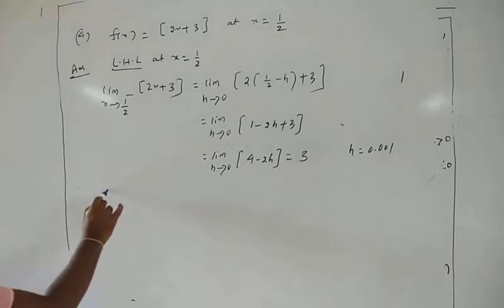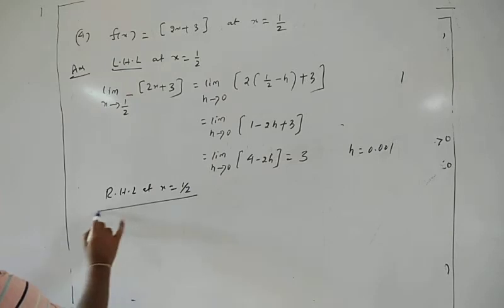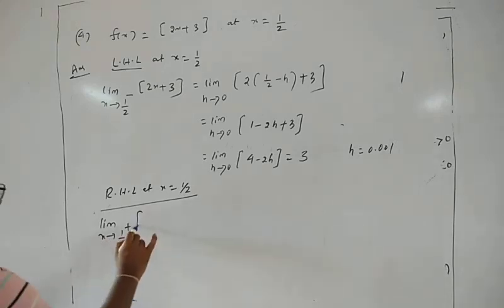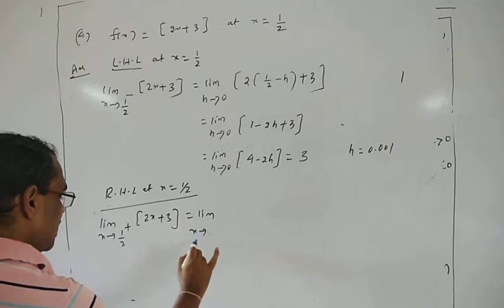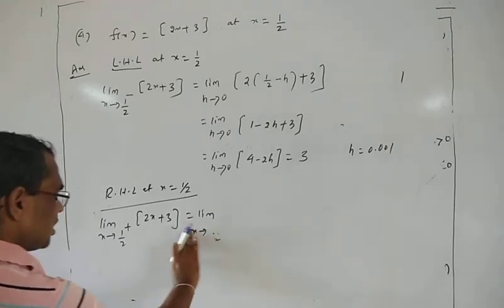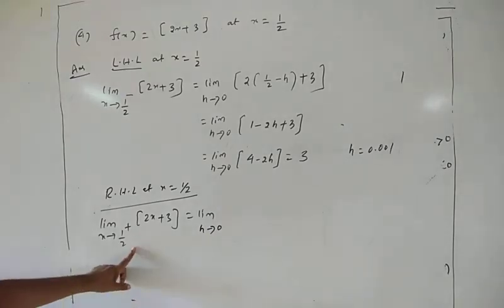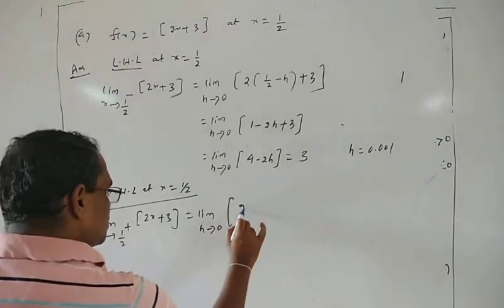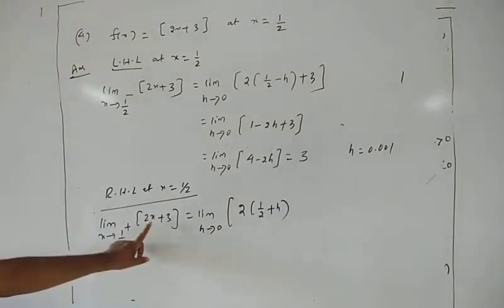Next, the right hand limit at x is equal to 1/2. So this is equal to limit x tends to half plus of the bracket 2x plus 3. So this is equal to limit x tends to half plus, that is, limit h tends to 0, of the bracket 2 into 1/2 plus h plus 3.